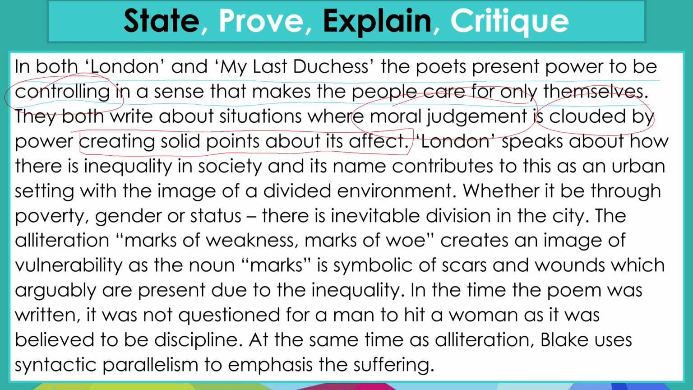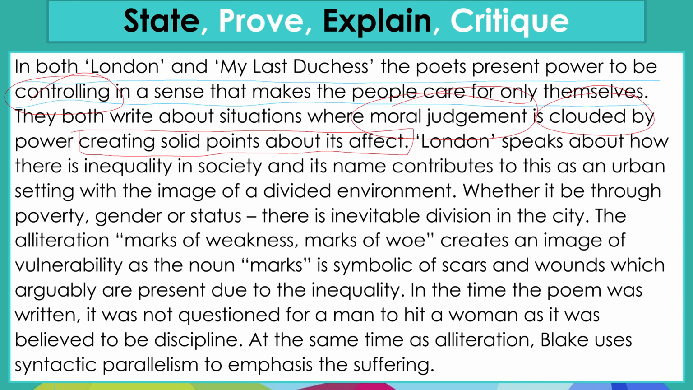Inequality in society. Well, we could potentially see how that would lead to either controlling or moral judgment, then contributes to urban setting with image of divided environment, whether it be through poverty, gender, or status. There is inevitable division in the city. The alliteration, marks of weakness, marks of woe, creates an image of vulnerability.